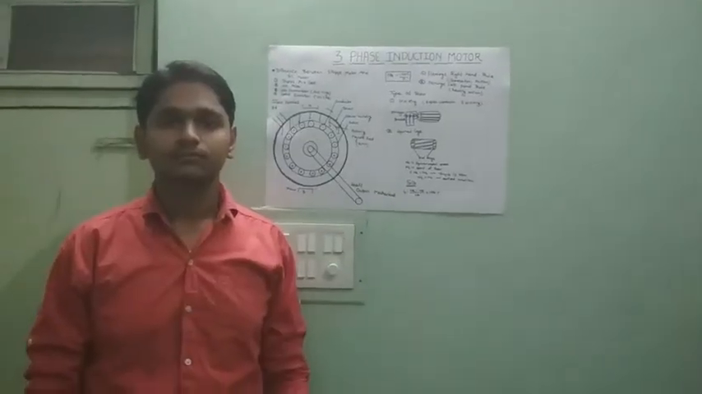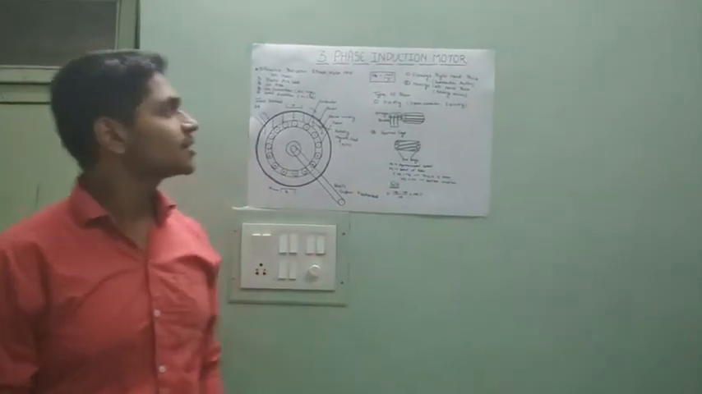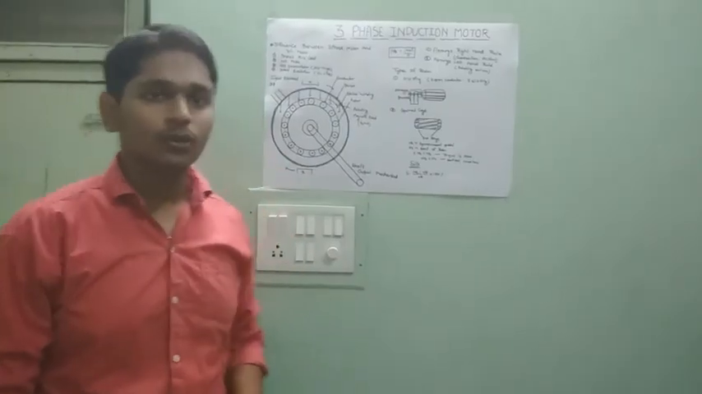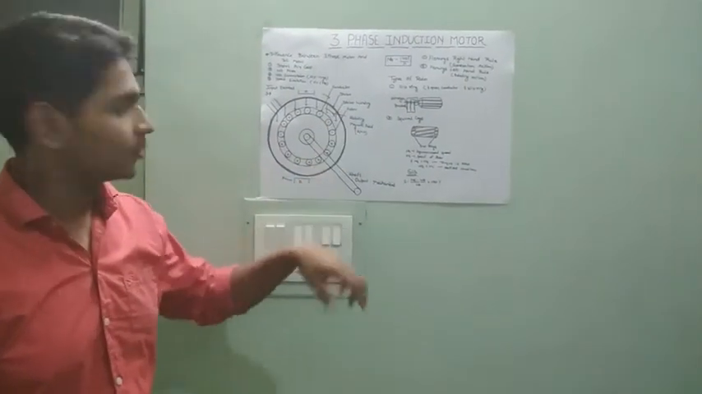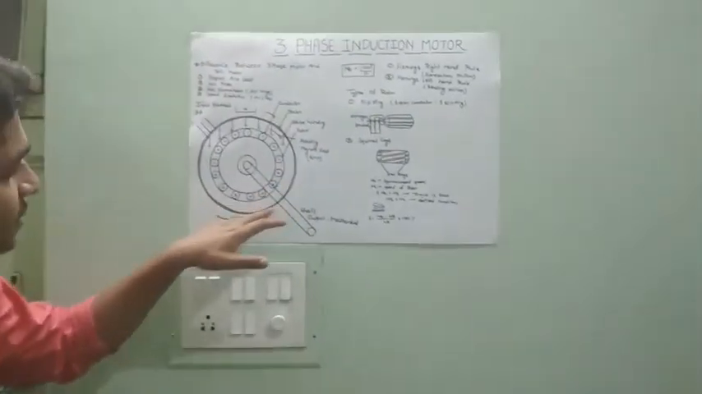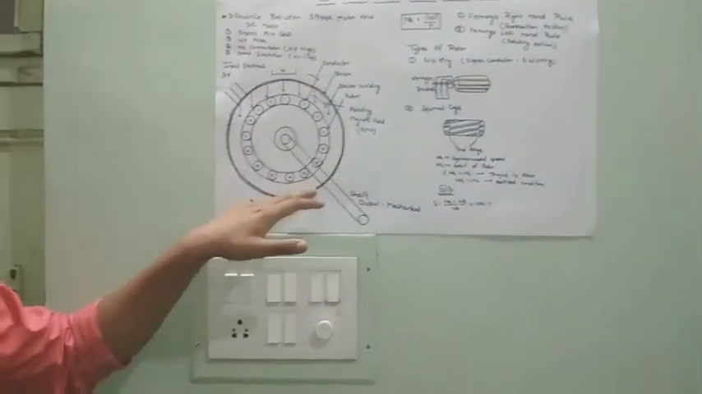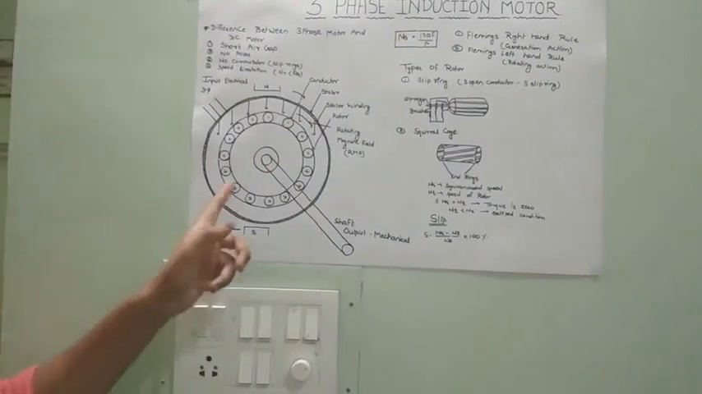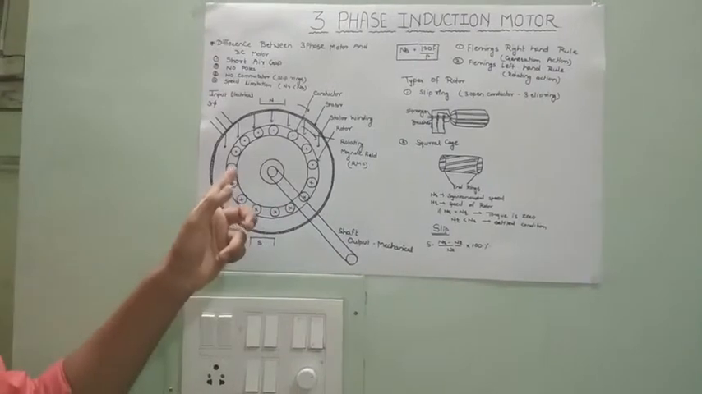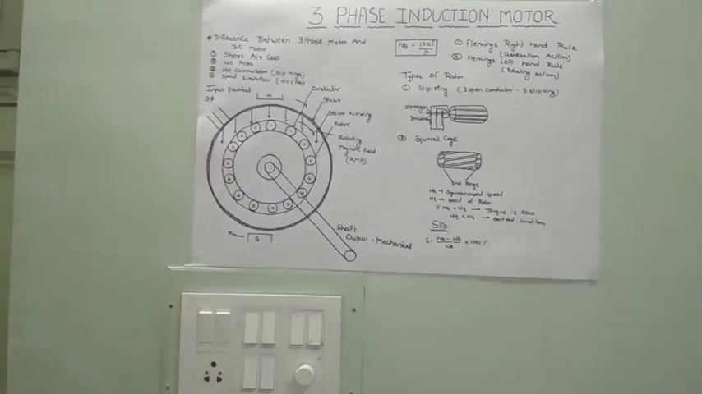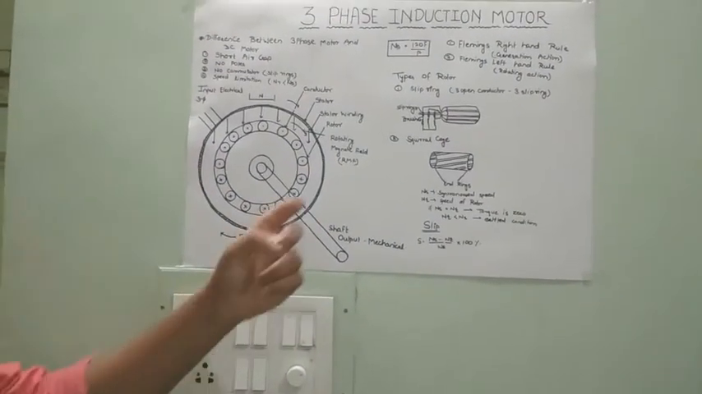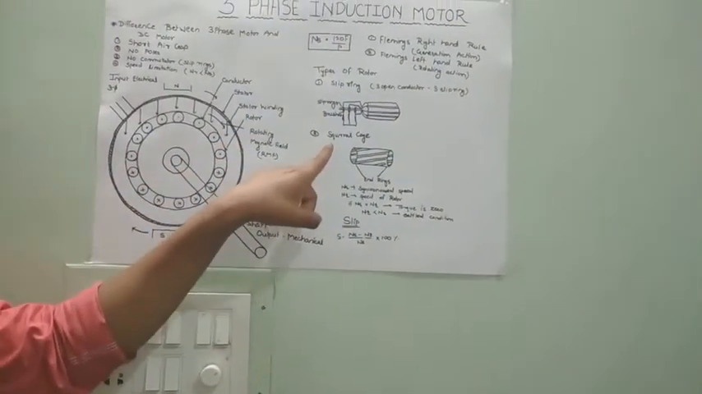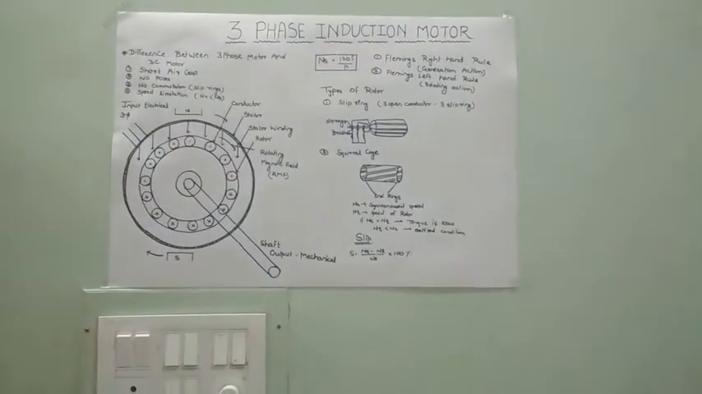Going towards the construction of three-phase induction motor, there are basically two main components. One is the stator, which is the outer surface of the motor, and it is stationary. The second one is the rotor, which rotates uniformly in the three-phase induction motor. There are two types of rotor. One is a slip ring type of rotor and another one is a squirrel cage type of rotor.